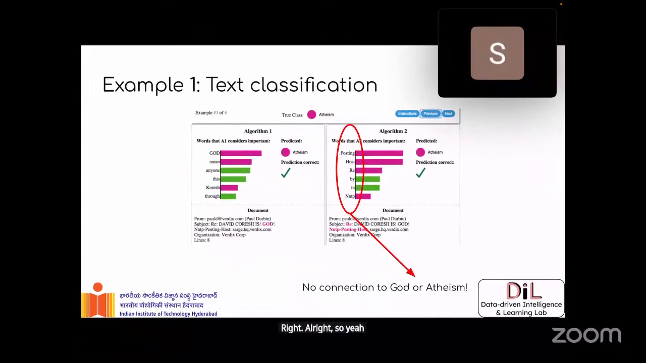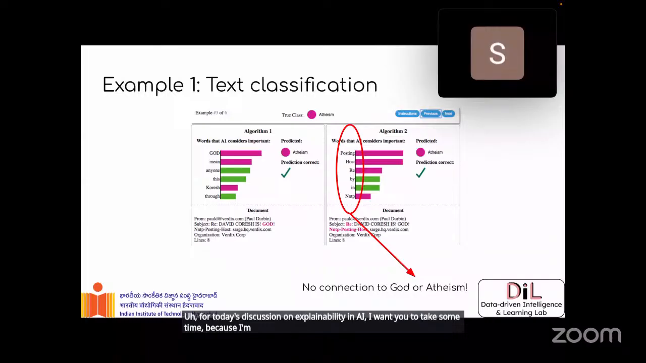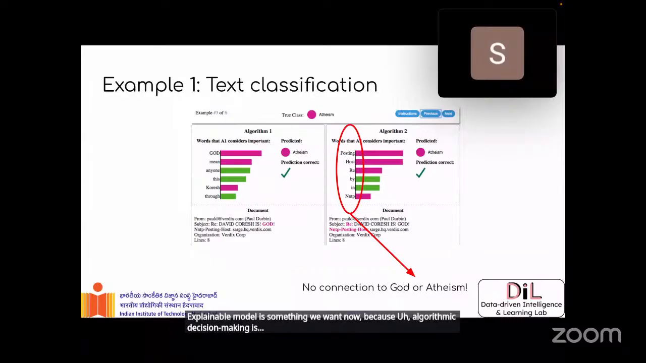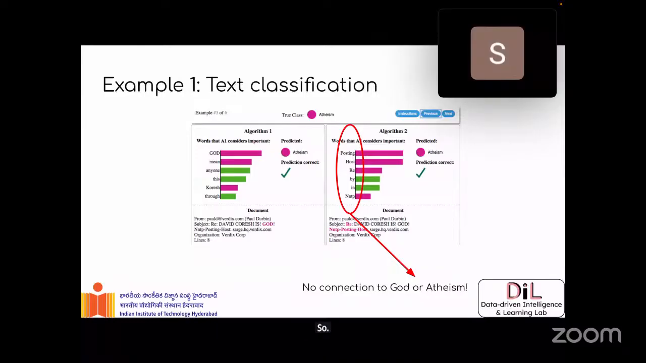So this is what I had for today's discussion on explainability in AI. I'm sure the fact that you are enrolled in the summer school tells you that you are all very interested. But keep in mind, not just an accurate model. An explainable model is something we want now, because algorithmic decision making is increasing. It's getting prominence every day. So we don't just need accurate models. We need explainable models that we can welcome into our lives.